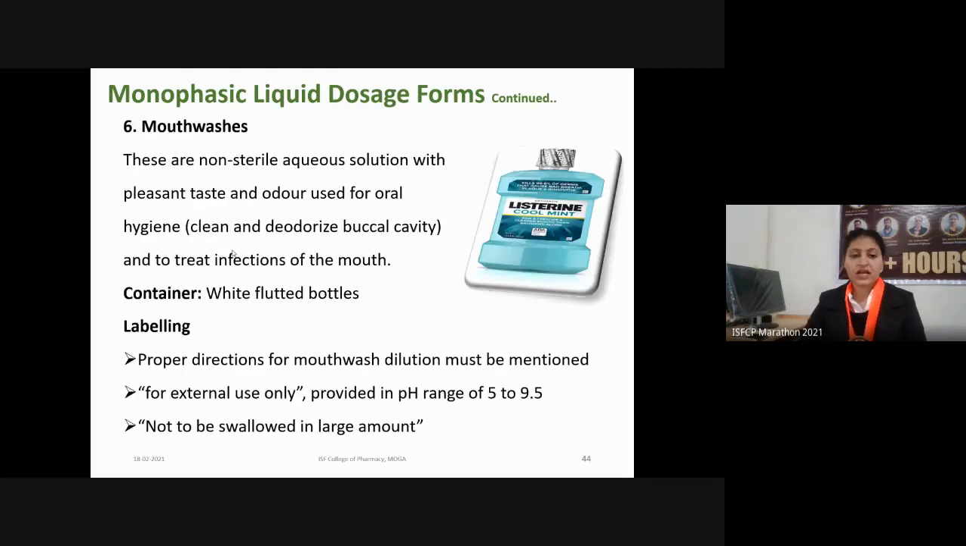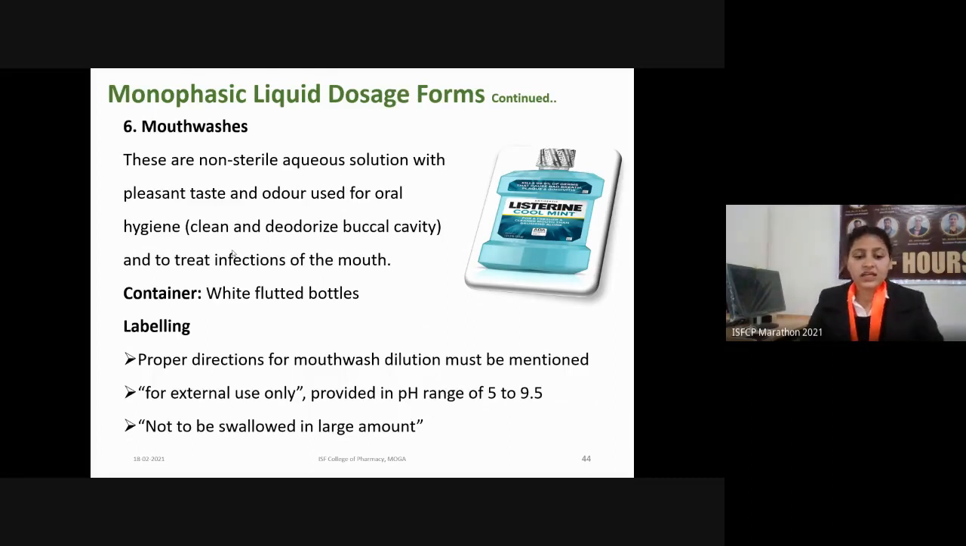Our next monophasic dosage form is mouthwashes. These are non-sterile aqueous solutions with pleasant taste and odor used for oral hygiene, cleaning and deodorizing the buccal cavity. And they are also sometimes used to treat infection in the mouth. Listerine is an example of the mouthwashes that we commonly use. This is the marketed preparation.